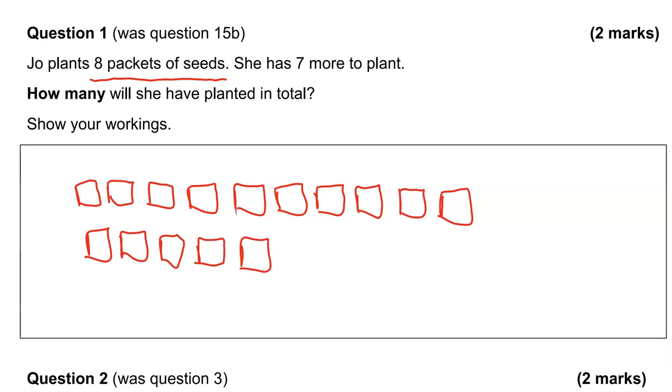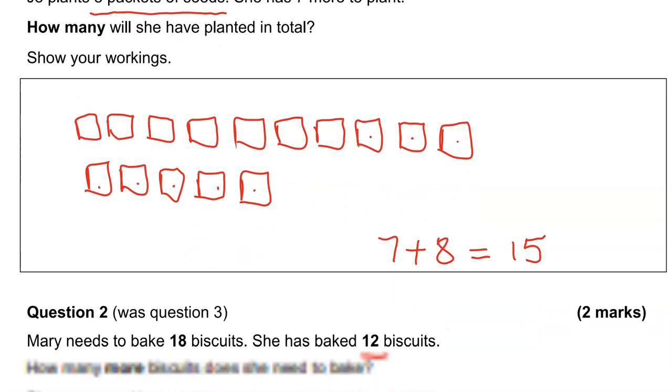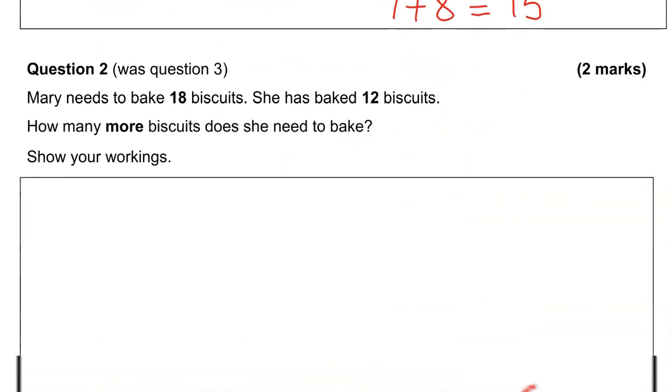So notice how it was 8 here. I did 2 more. So we go 9, 10, 11, 12, 13, 14, 15. So 7 and 8 equal 15.